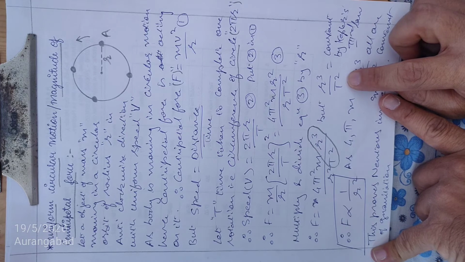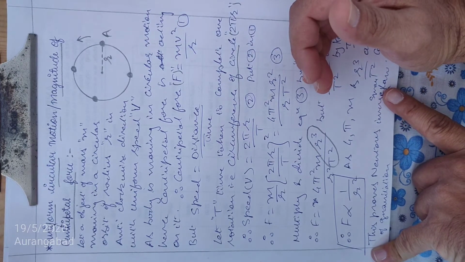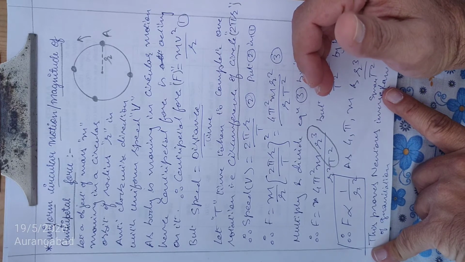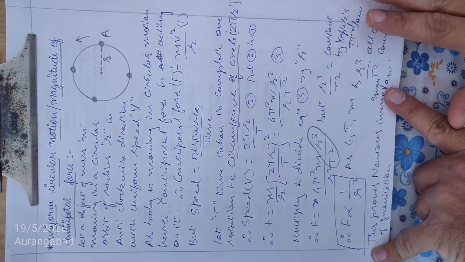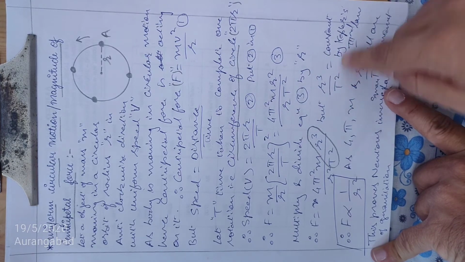In Kepler's third law, what we have said, T square upon r cube is constant, but 1 upon constant is also constant. Like suppose 4 is constant, so 1 upon 4 is 0.25, which is also constant. So if it is constant, then its reciprocal is also constant. So we say r cube upon T square is constant.